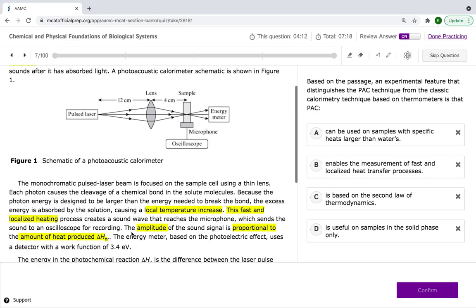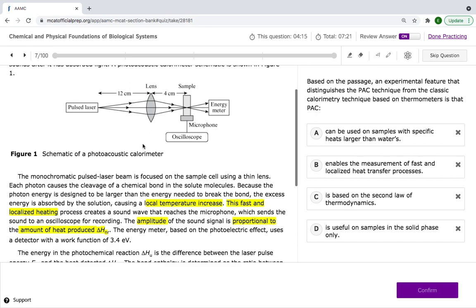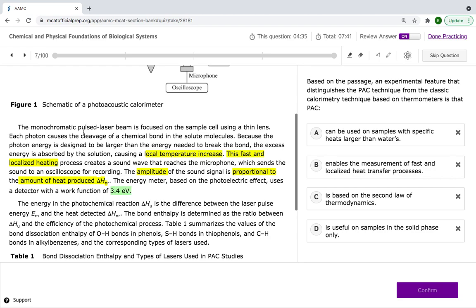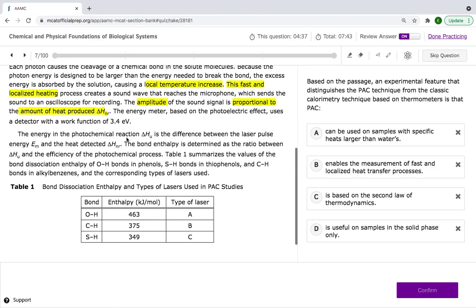In the photoelectric effect, quick little review here: you have photons hitting a sample or metal or whatever. The photons hit, and electrons are ejected. The photon comes with energy, and electrons come out with energy. It is not the same energy. Energy is lost going from a photon to an electron. How much of that energy is lost? 3.4.